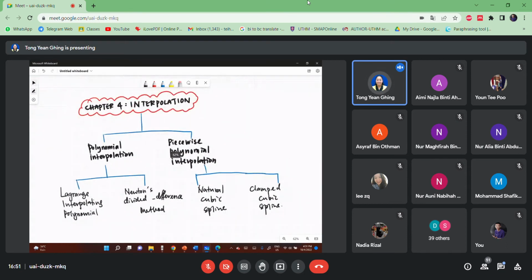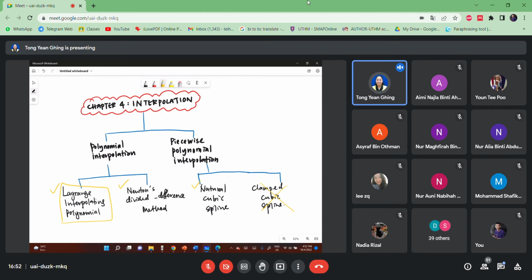So for your syllabus in this numerical method, the syllabus that covers is Lagrange interpolation polynomial, Newton divided difference methods, and also natural cubic spline. Okay, so this one didn't cover in your syllabus lah. So basically we will learn these three methods. Okay, so today we start with this Lagrange interpolating polynomials. But before that, I will explain to you the polynomial interpolation first.